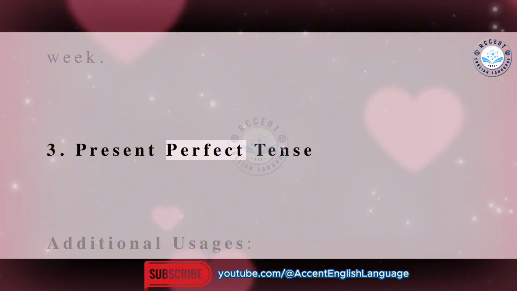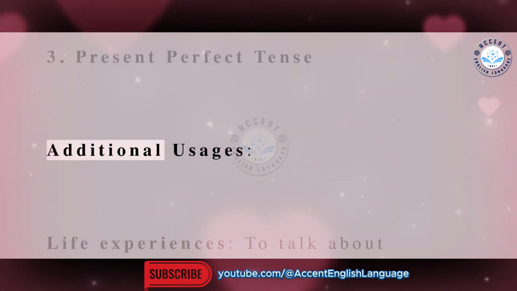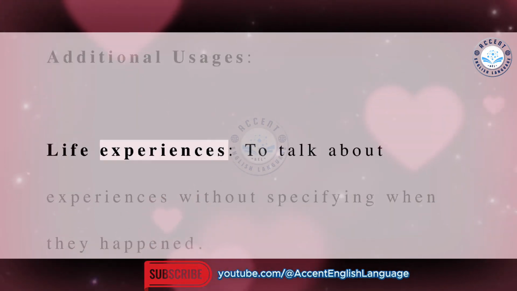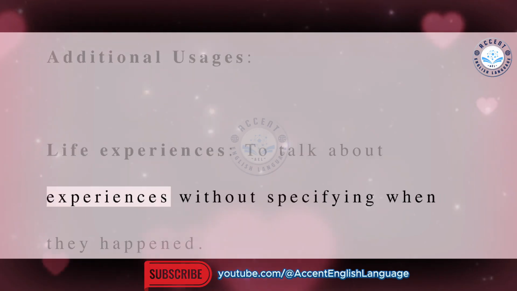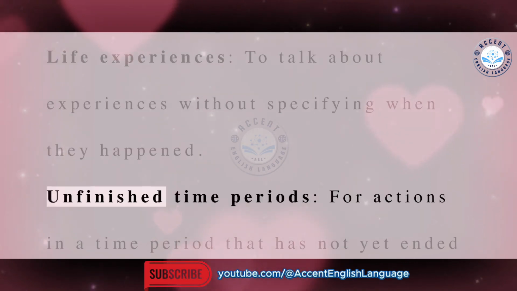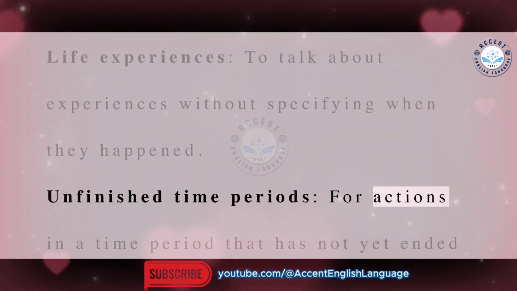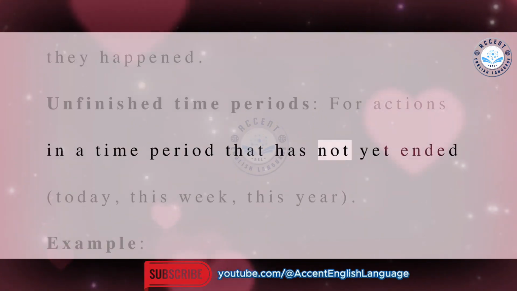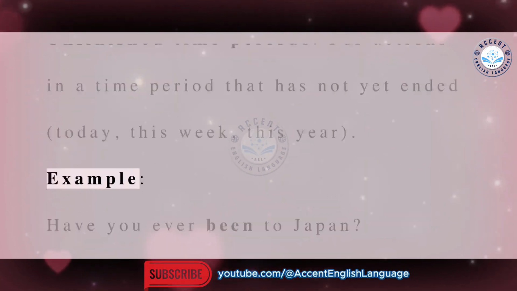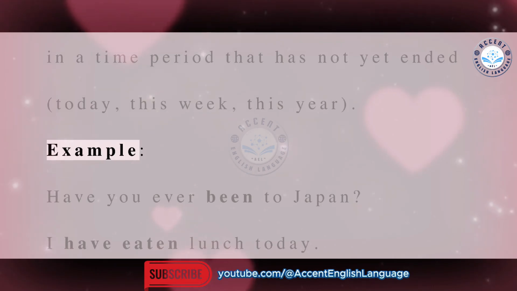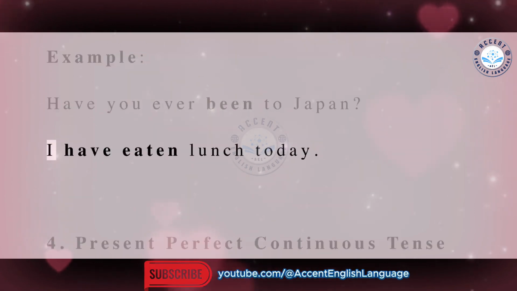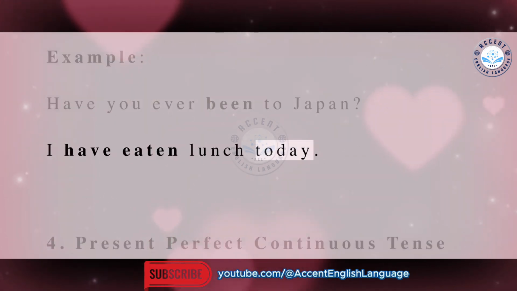3. Present perfect tense. Additional usages. Life experiences, to talk about experiences without specifying when they happened. Unfinished time periods, for actions in a time period that has not yet ended: today, this week, this year. Example: Have you ever been to Japan? I have eaten lunch today.